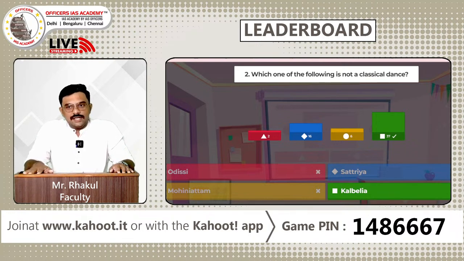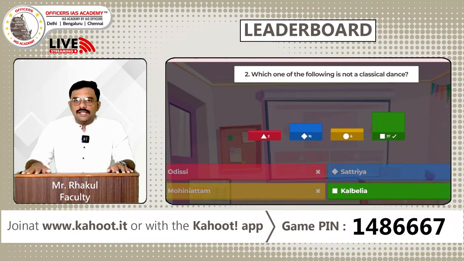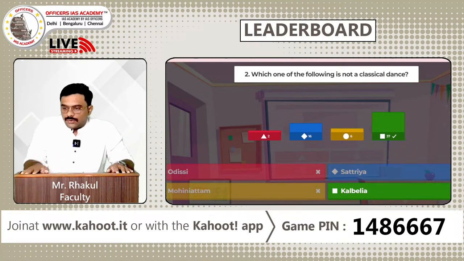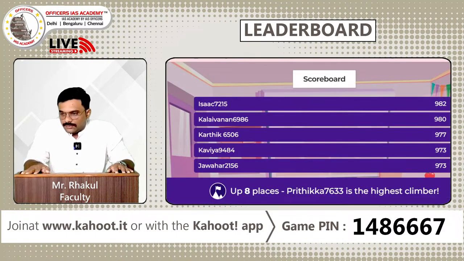Kalbelia is not a classical dance. It is a dance famous in Rajasthan state. It is like a snake charmer's dance. The people who perform the dance use costumes like snakes, and they also act like snakes. So 37 people have given the correct answer, and some 16-17 people have chosen Satriya. I hope they get the correct answer, that Satriya is a classical dance and Kalbelia is not one. Now let us see the leaderboard.